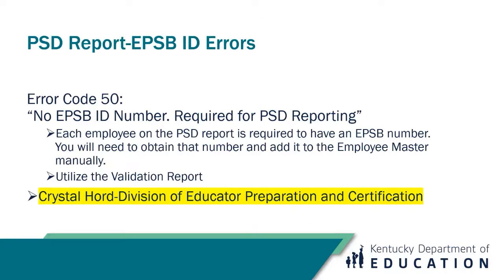So at this point, the error that you would receive is error 50, which is no EPSB ID number, and it is required for PSD reporting. So each employee on the PSD report is required to have an EPSB number. You will need to obtain that number and add it to the employee master manually. And you can utilize the validation report for this as well.